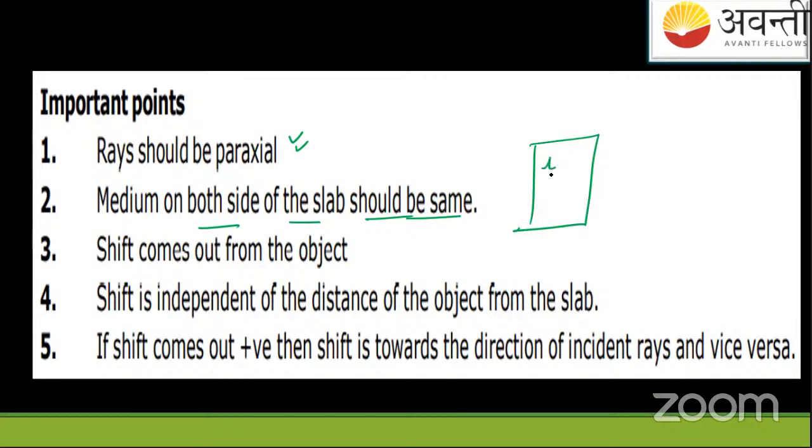If this is a glass slab, and here it's air, everywhere it must be air only. If there is water, you will use water everywhere. That means keeping the glass slab in water or in air. Shift comes out from the object.